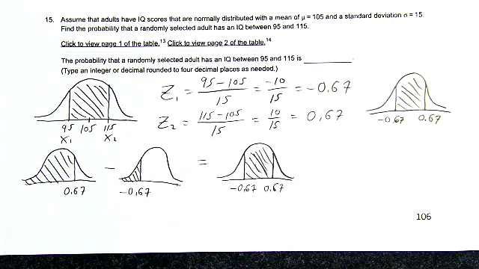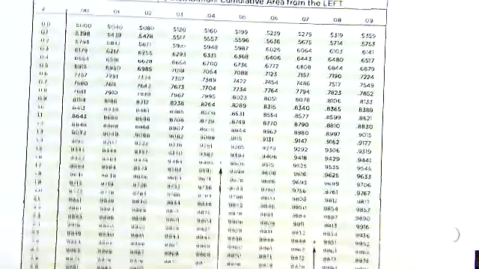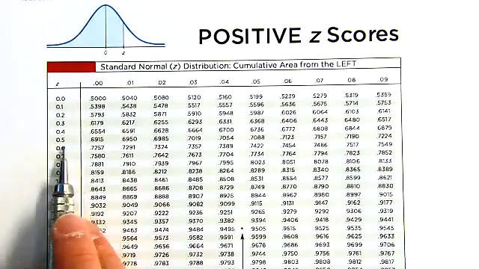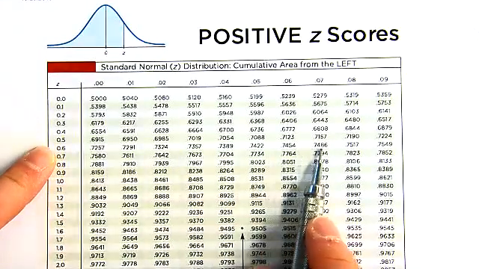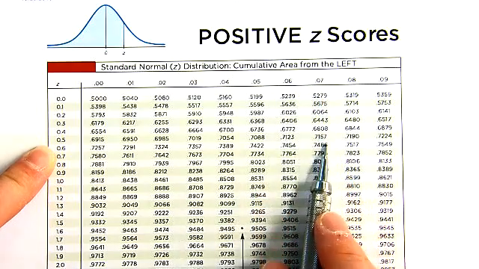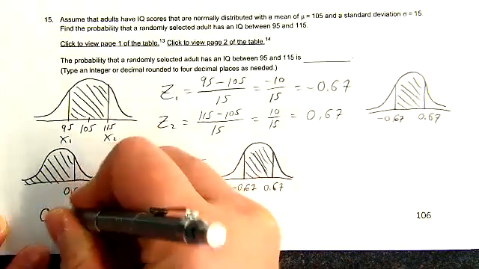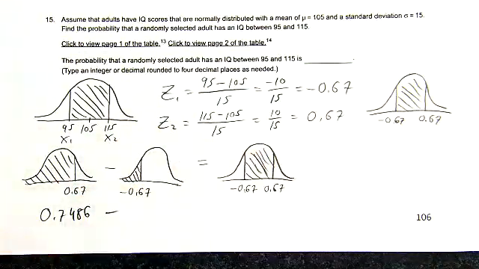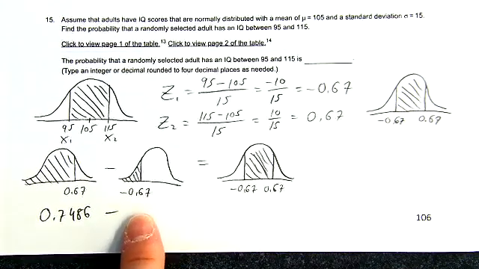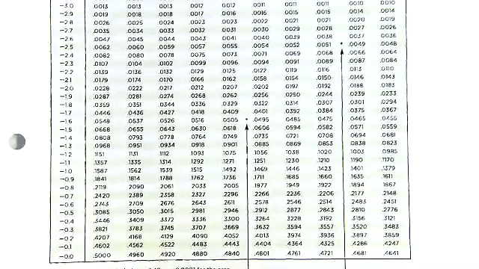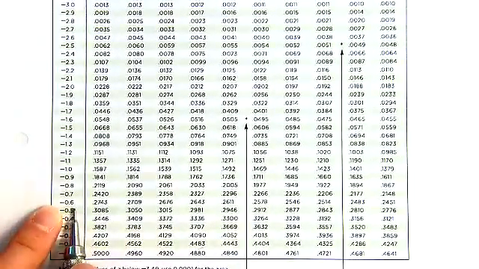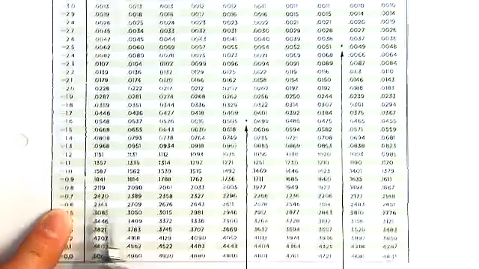Okay, so again to the Z chart. So we're looking up 0.67, it's positive. So I go to my Z chart, 0.6 is here, 0.7 is here, so it would be this number here, 0.7486. 0.7486 minus the negative 0.67, negative 0.6 is way down here, and then 0.7 is right here.